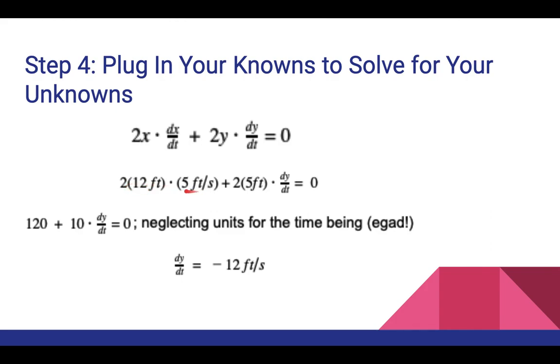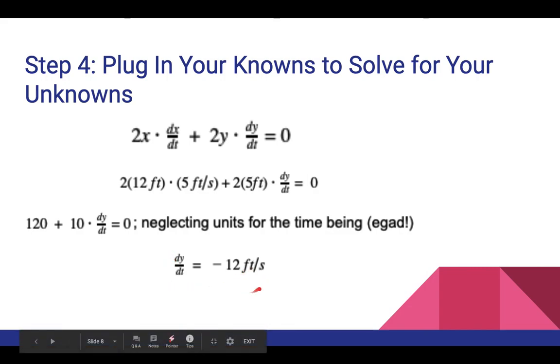We plug in 5 feet per second for dx over dt. We plug in 5 feet for the initial height, and then we're solving for dy over dt. Simplifying this down, we're going to get an equation 120 plus 10 times dy over dt. I'm going to neglect the units for the time being, which for any AP Physics student will give them a heart attack. So at this point, we should be very good at putting in units. And as a result of solving, we're going to get dy over dt equals negative 12.